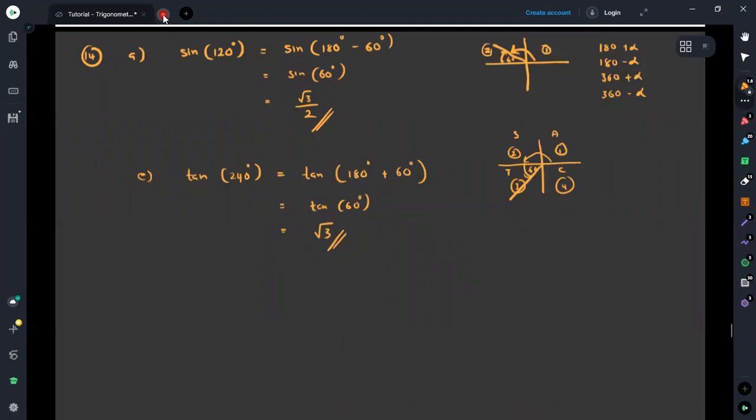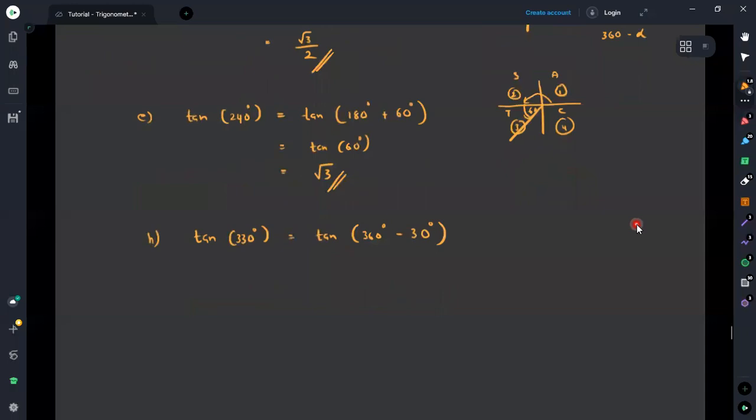In a similar manner, if you take the next one, part H, it is the tangent of 330 degrees. 330 can be written in the simplest way as 360 minus alpha, since 30 is a known angle. Here we can say this is equal to tan of 360 degrees minus 30, since it is a frequently used angle.